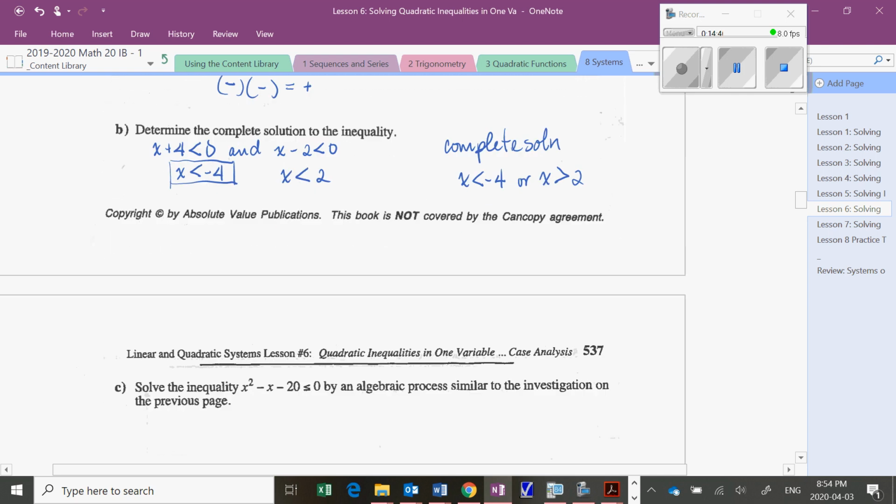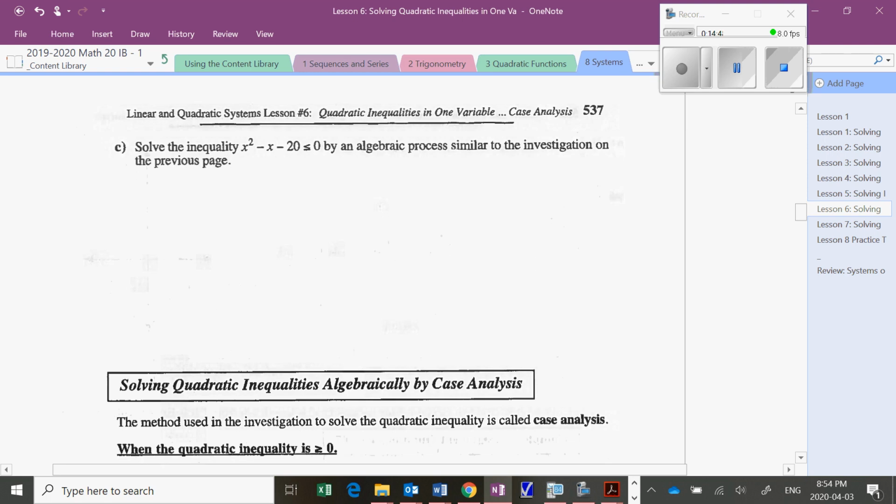Okay, so let's take a look then. So here's one to start with. Solve the inequality x squared minus x minus 20 less than or equal to 0 by an algebraic process similar to the investigation, so essentially using a case analysis. First thing we want to do is know what our factors are. So we're going to factor x squared minus x minus 20, and that factors to x plus 4 times x minus 5, and that must be less than or equal to 0.